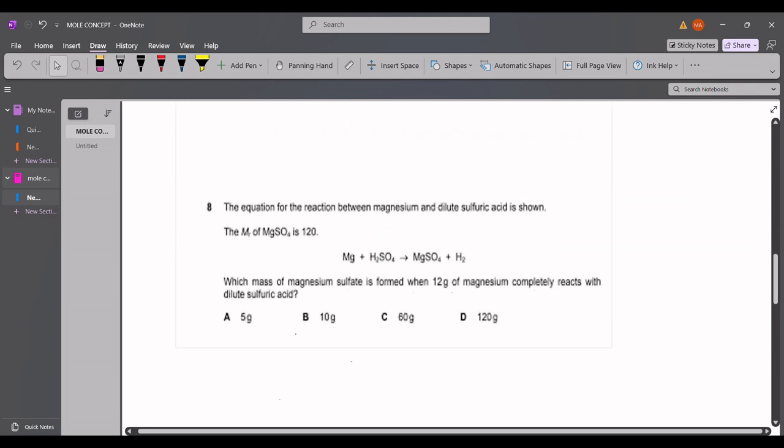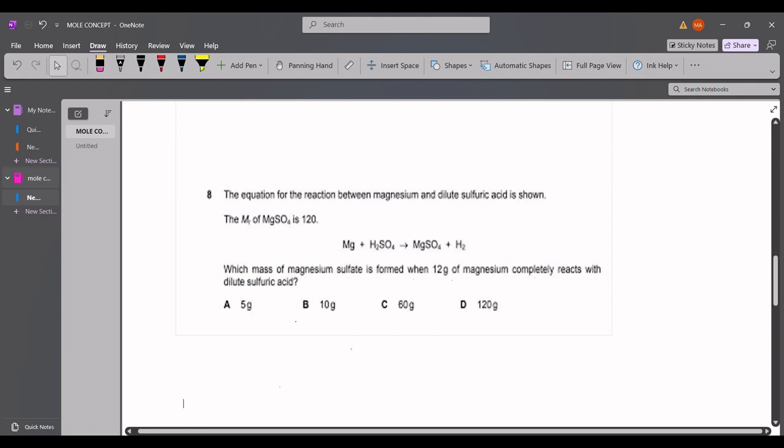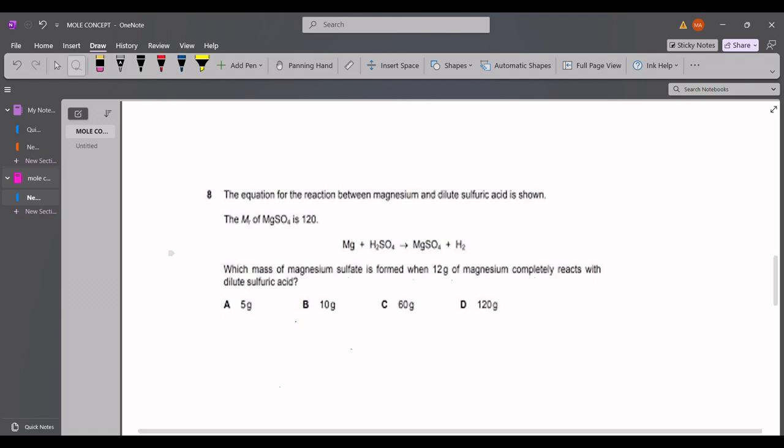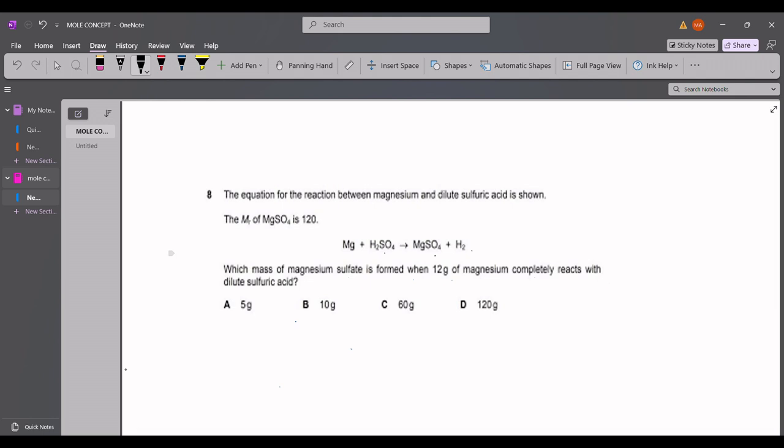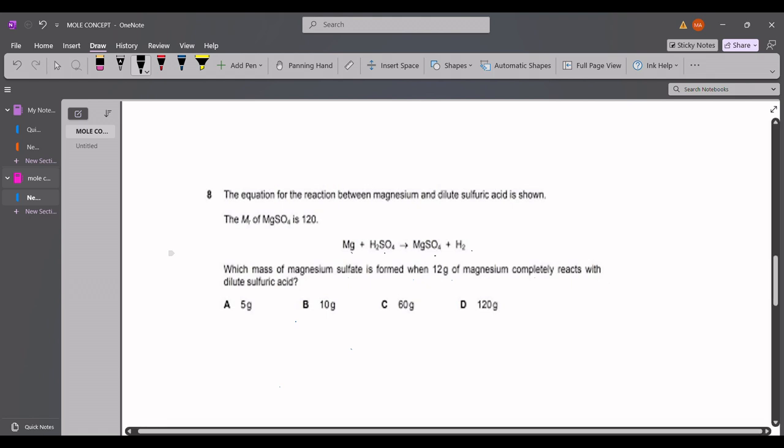I have taken some questions for you for more clarity. The first question is: the equation for the reaction between magnesium and dilute sulfuric acid is shown. So 1 magnesium reacts with H2SO4, giving MgSO4 plus H2. When you solve any question like this, first of all we have to check whether the equation is balanced or not. Here magnesium is 1 and 1, hydrogen 2 and 2, SO4 and SO4. So this is a balanced equation. I will move to the next step.